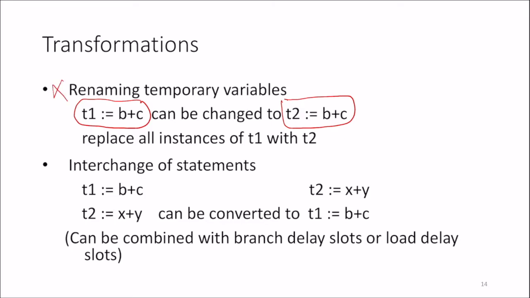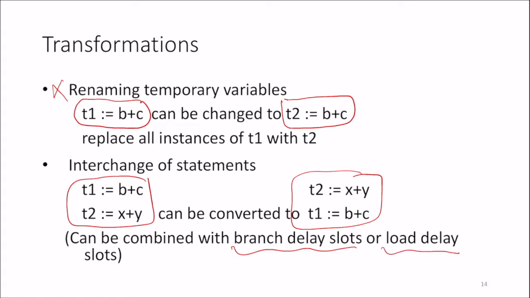There could also be interchange of statements. So I can take this statement, assignment to T1 and assignment to T2, and switch the order of the statements here. And this can be combined with branch delay slots or load delay slots. To often execute the instructions in a different order can help, because you're doing this work in the time when the CPU is idle.